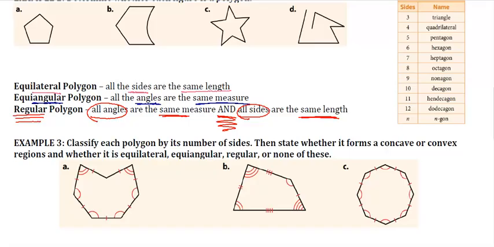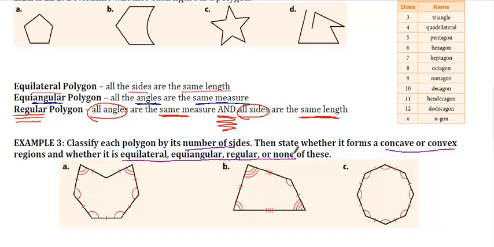So in example 3, we want to classify each polygon by its number of sides, then state whether it forms a concave or convex region. Remember, the region is the outline of the shape, so the curve and its interior, and whether it's equilateral, equiangular, regular, or none of these. So there's a lot there. Let's look at this first one.